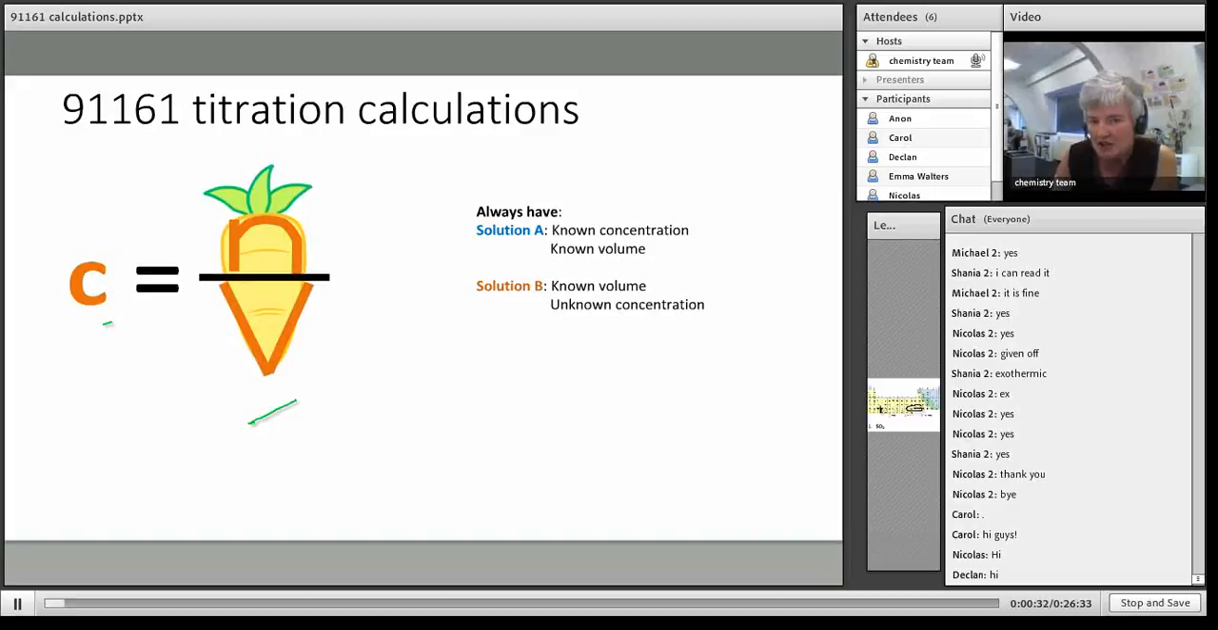Now for titration, you always have two solutions. For level 2, it's an acid and a base. For one of them, we'll just call it solution A, it could be the acid or the base, you know both the concentration and the volume. You know the volume because you've got the pipette and the burette. With solution B, you know the volume because you've got the burette or the pipette, but you don't know its concentration, and that's what we're going to be going for. Okay, so let's see an example of this.